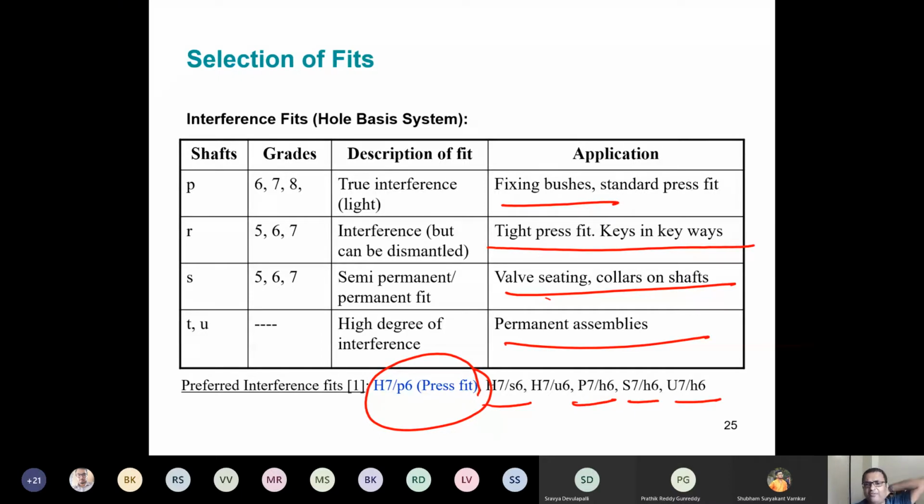There will be a physical interference, right? Then you will have to heat it up and put it, or apply a lot of force to get it in. Okay. And in some cases, these are a high degree of interference. So then you will probably have to use some sort of heating, and basically these would be shrink fit kind of things.